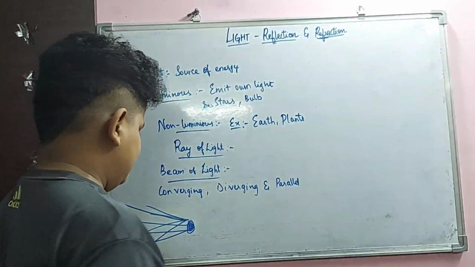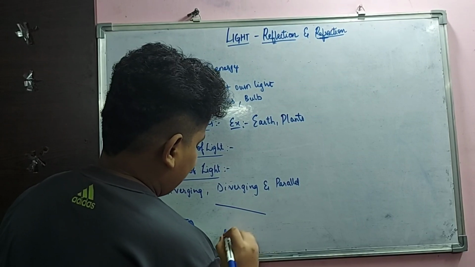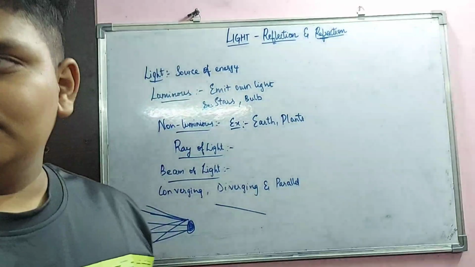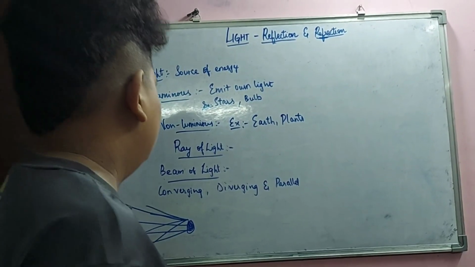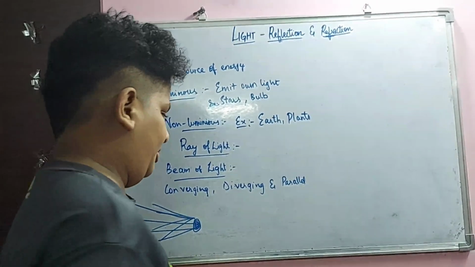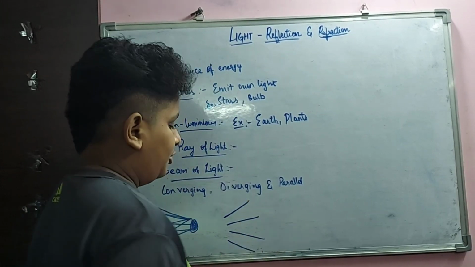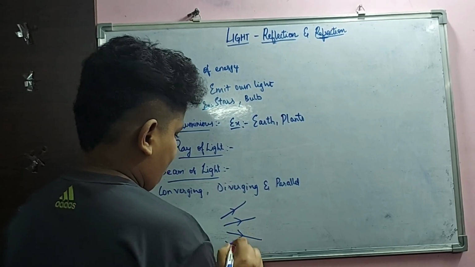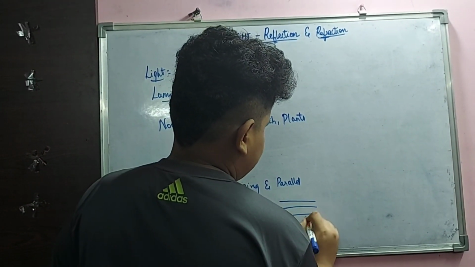Then what are diverging rays? They get diverted and do not meet at any point, such as this. So they don't have a point of incidence. Then what are parallel rays? If it is parallel, then these are known as parallel rays.